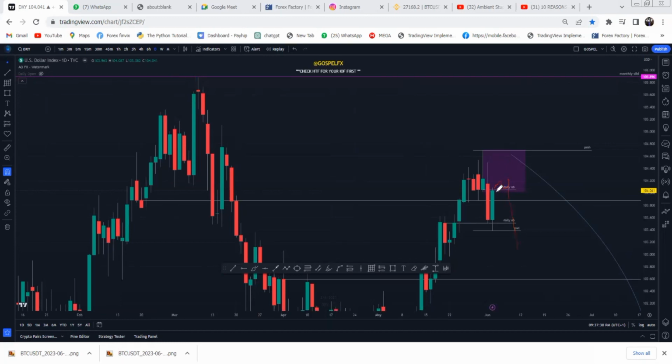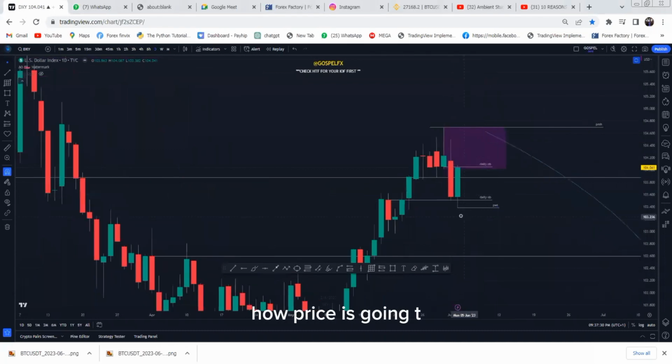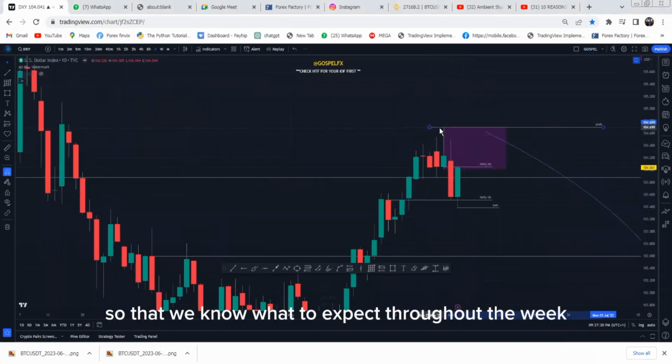If today, if price opens, maybe Monday creates the high of the week and then it expands lower, Friday or Thursday or Wednesday creates the low of the week and something like that. And then the next week we try to continue lower. All right, but Monday, we are going to actually want to see how price is going to play out so that we know what to expect throughout the week.